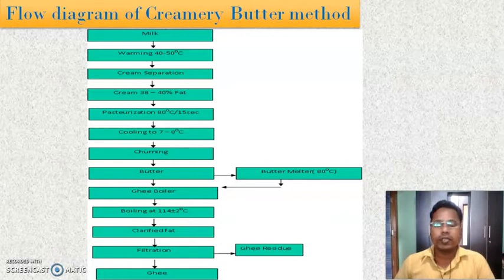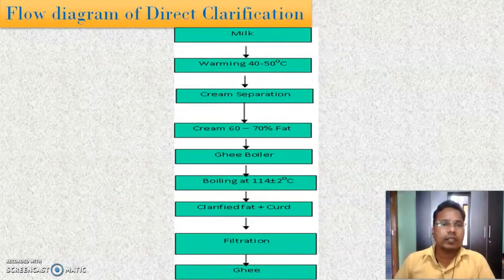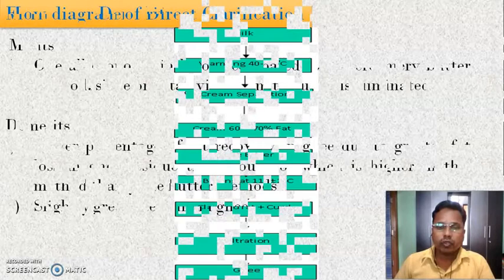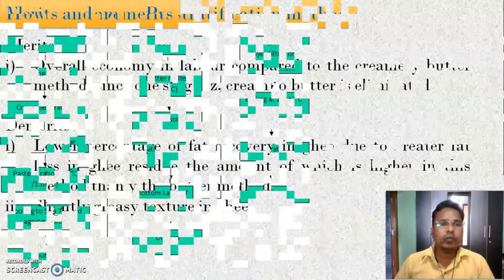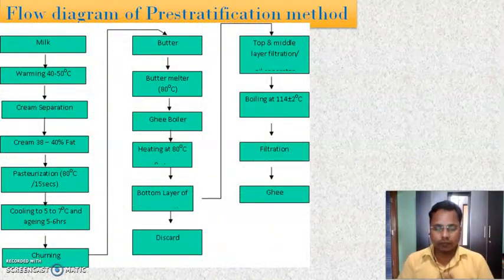We have also seen in detail the various points which is given here in this flow diagram of the creamery butter method, and direct clarification. So far we have completed 3 methods, that is the desi method or the country method, then creamery butter method, and the third one, direct clarification method.